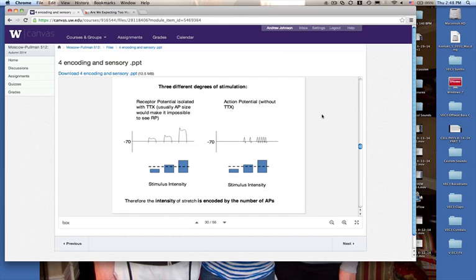Now, if we were to measure our action potentials, so what we would actually see, and I should get rid of the threshold line here. If these were just action potentials, the intensity would be encoded in the number of action potentials during that period of time. So intensity will be encoded by the number of action potentials in a unit of time.